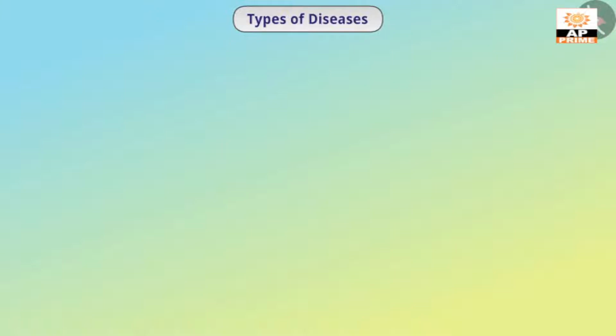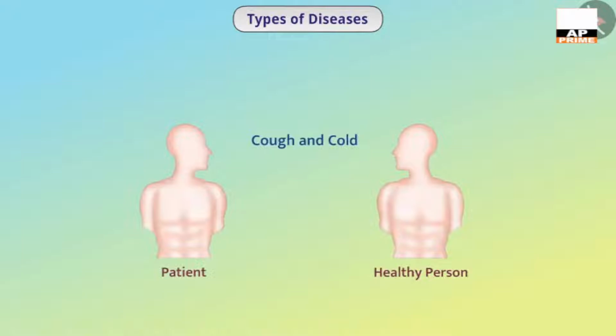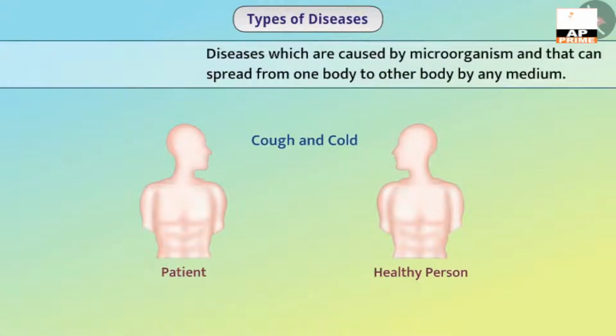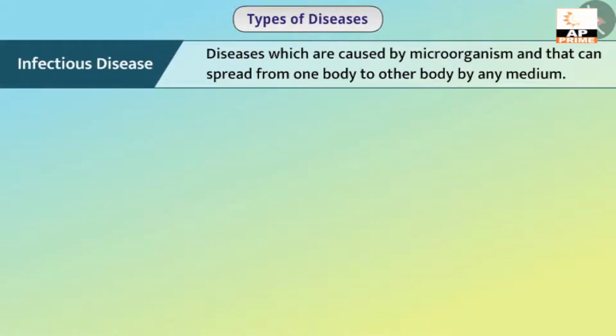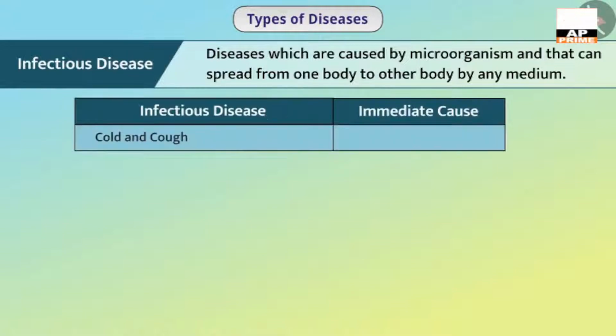Some diseases like cough and cold can spread in a community because their cause is a microorganism that can spread from one body to another by any medium. Such a disease is called an infectious disease. For example, diseases like cold and cough, influenza, AIDS, and many more are caused due to virus.